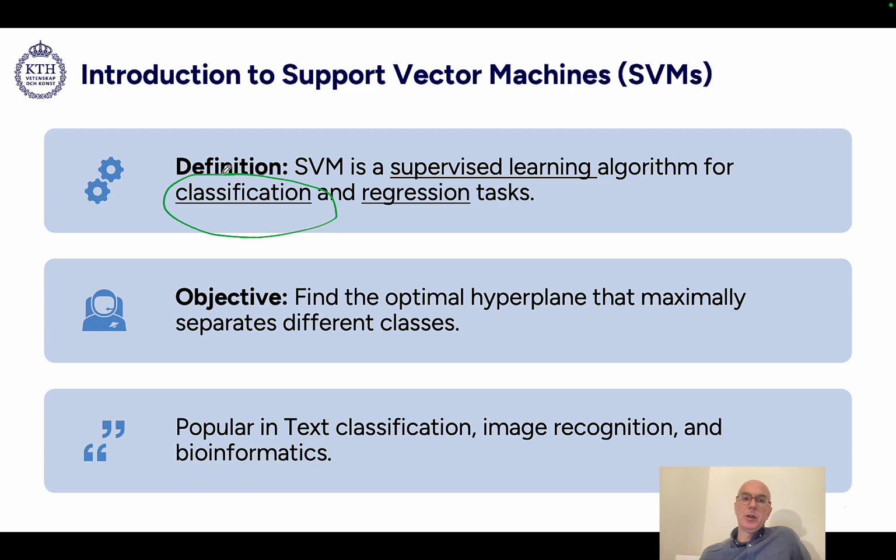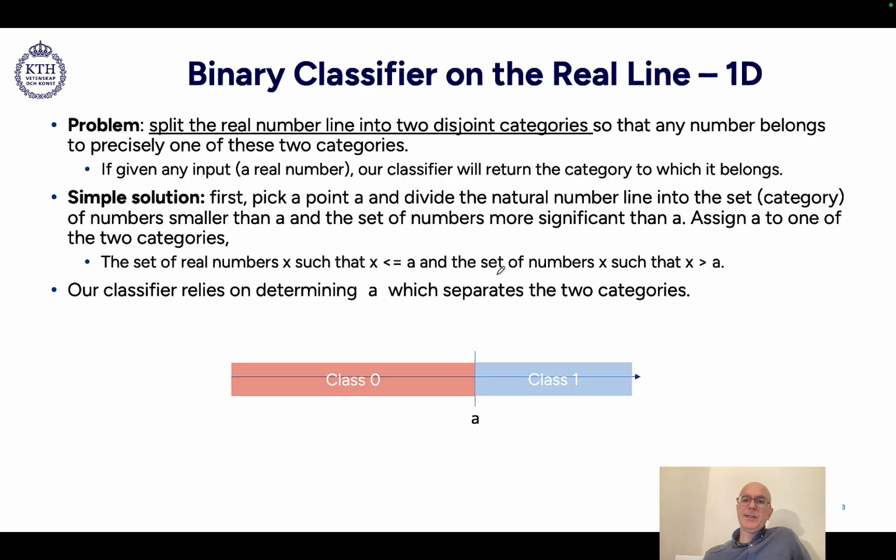The SVM algorithm boils down to one important objective: find the optimal hyperplane that maximally separates different classes. And we're going to discuss what this hyperplane means. This method is quite popular in text classification, image recognition, and bioinformatics. It is one of the most important classical machine learning algorithms. So let's start with a simple case to get a basic idea of what it's about.